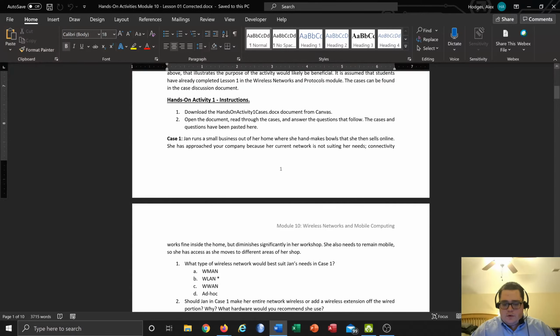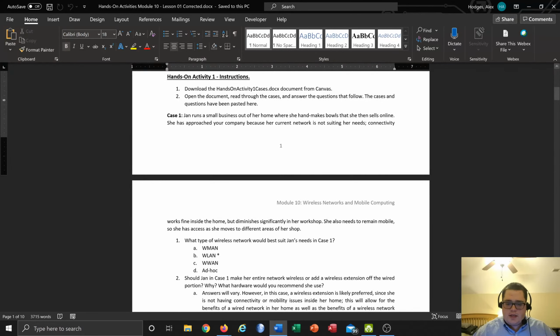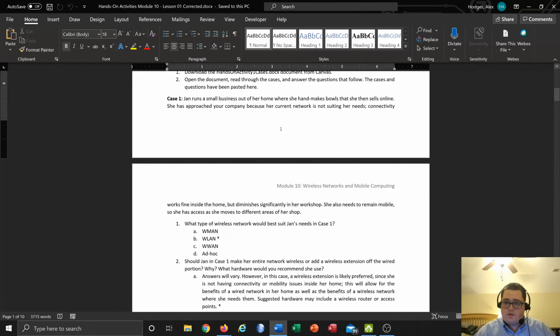So for hands-on activity 1, case 1 is Jan runs a small business out of her home where she handmakes bowls that she then sells online. She has approached your company because her current network is not suiting her needs. Connectivity works fine inside the home, but diminishes significantly in her workshop. She also needs to remain mobile so she has access as she moves to different areas of her shop. And then you have your questions, which would be provided to the students. The answers wouldn't, obviously, but the questions would be provided to help the student know what to look at, where to put their line of thought to answer the questions.